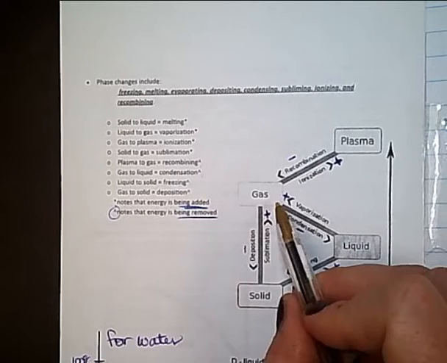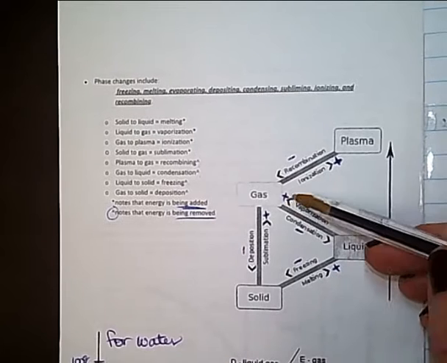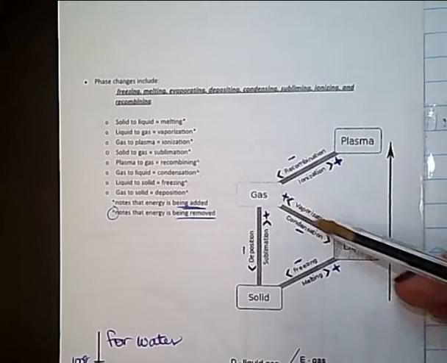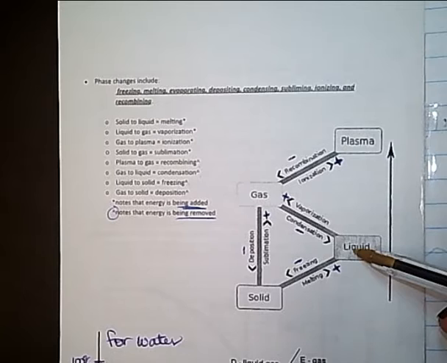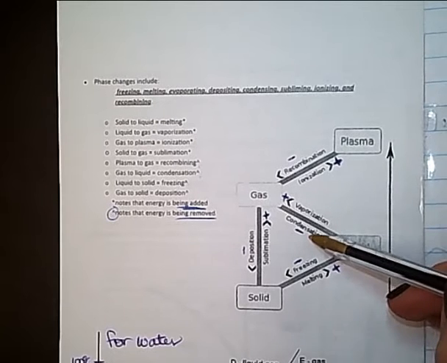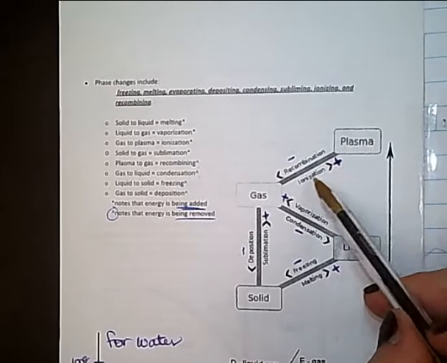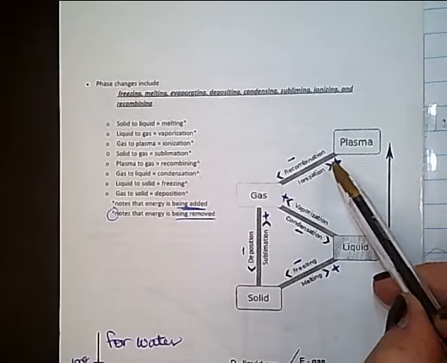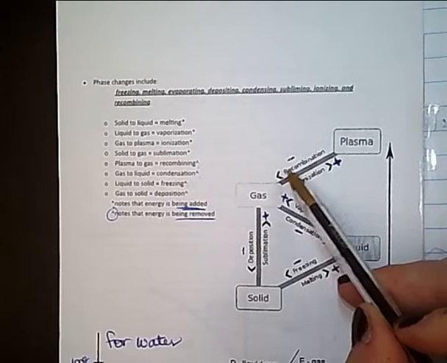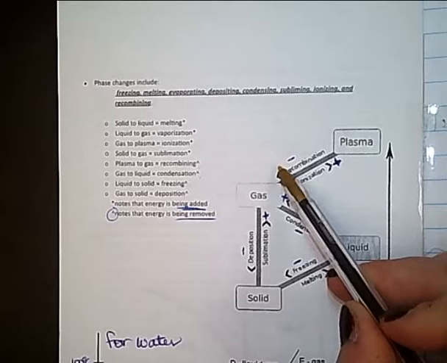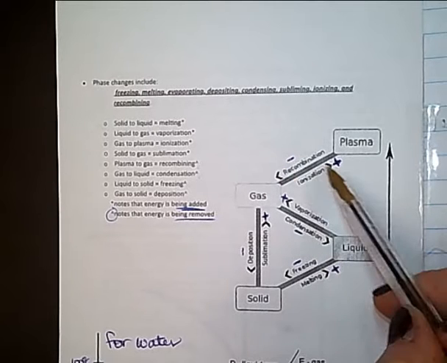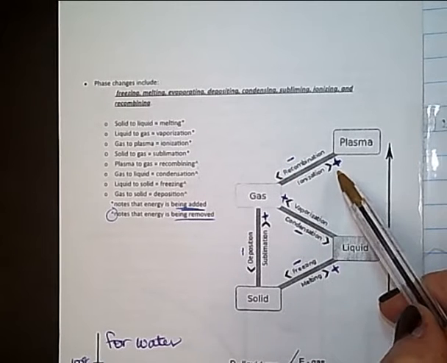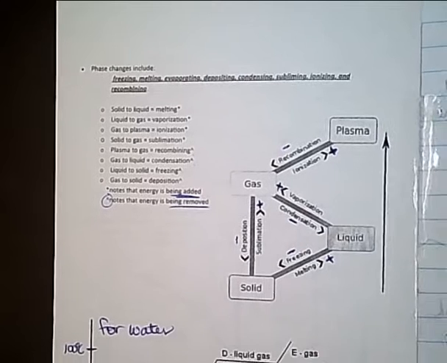Liquid to gas is vaporization. We're adding energy, the little plus sign. Condensation is going from a gas back to a liquid. That's the minus sign. Gas to a plasma is called ionization, so that's a plus sign. Plasma back to a gas is called recombination. That's a negative sign because, again, this is talking about the energy. So that's adding energy, and that's taking energy away.